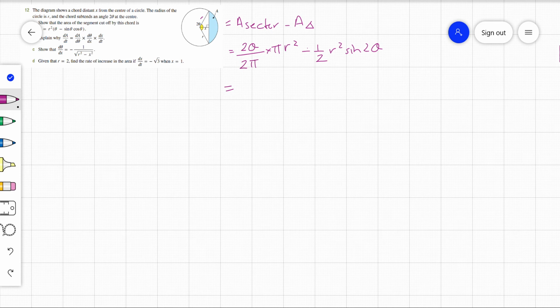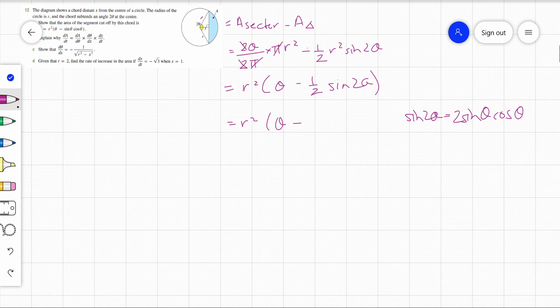So if we simplify that, the 2 cancels, the pi cancels. If I factorise by R squared, we have theta minus half sine 2 theta. Now we know that sine 2 theta is 2 sine theta cos theta. That's an identity that we use fairly often. So we can change that to theta minus, so 2 times a half is 1, so we just get sine theta cos theta.